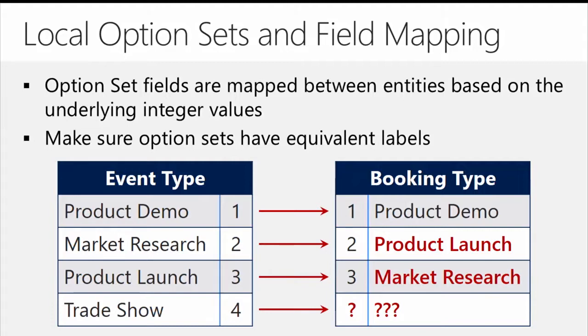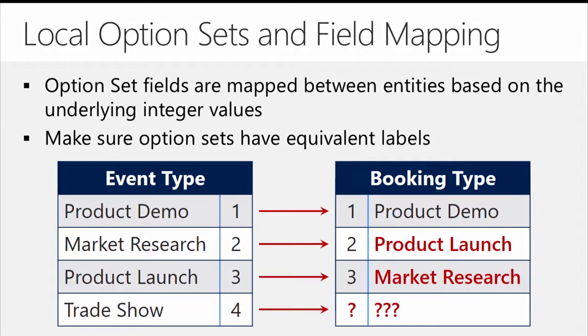So if I'm doing mapping between the 2 entities, for example, if I have product demo, well, I can see that product demo is defined with a label of 1 for event type as well as 1 for booking type. But I can see that they flipped market research and product launch around. Market research is 2 for event type, whereas it's 3 for booking type, and then product launch is 3 for event type as opposed to being 2 for booking type.